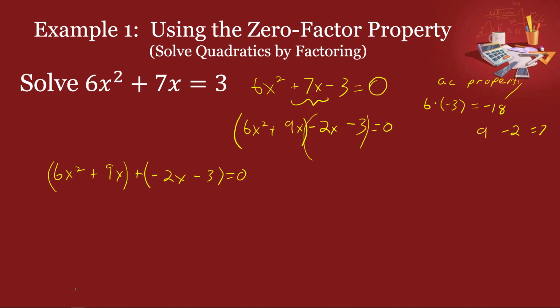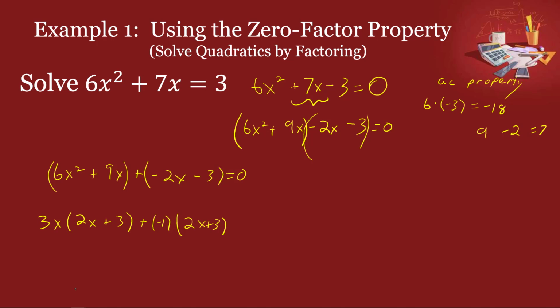Okay, notice here, now we're going to look for common factors in each term. In this particular term, we have common factors of 3 and x. So we can bring out that 3x. And then we would have 2x plus 3. Here we have a common factor of negative 1, times, once again, 2x plus 3.